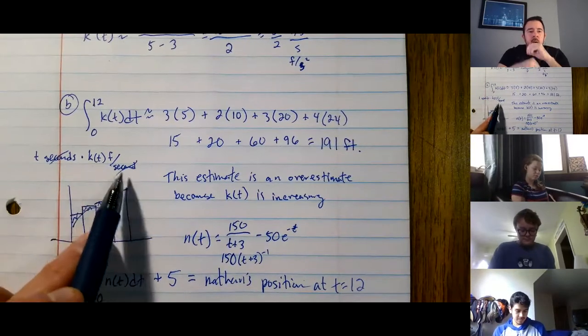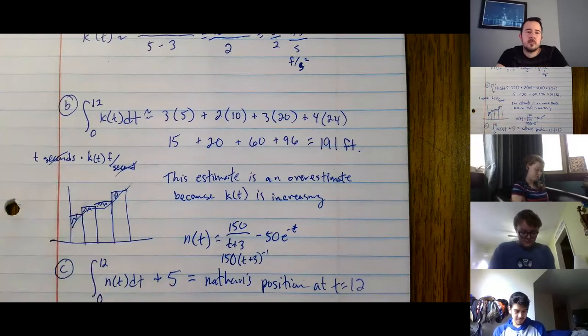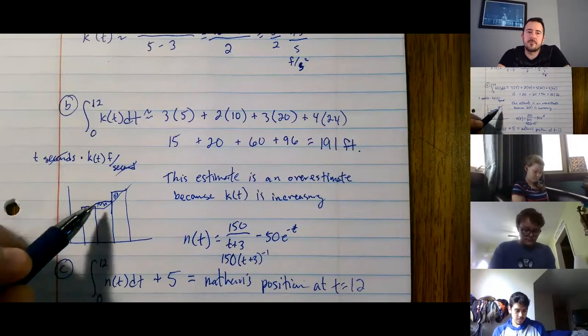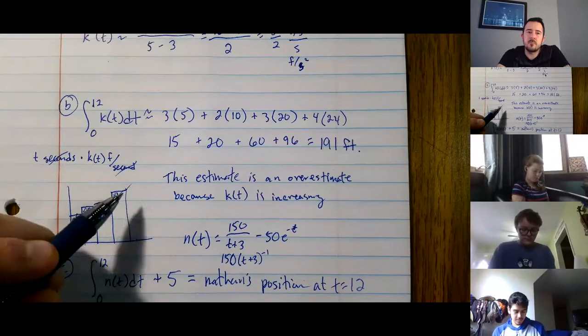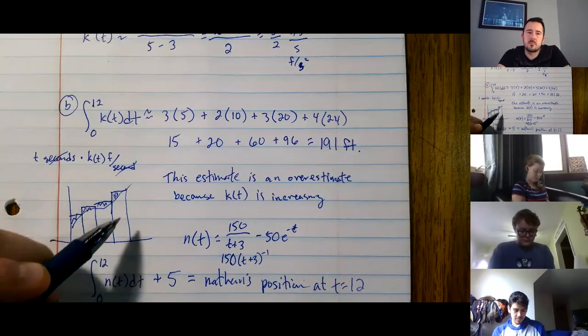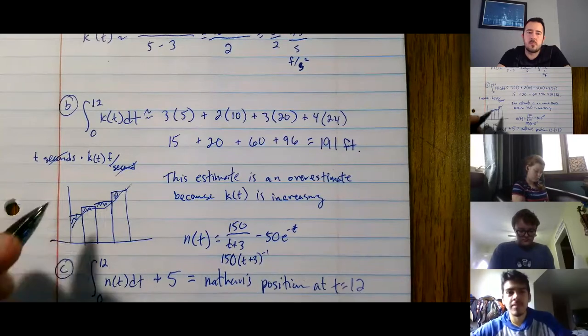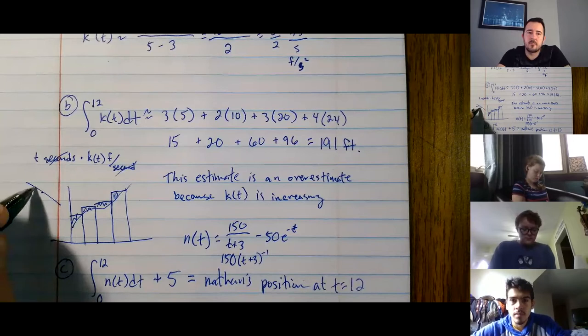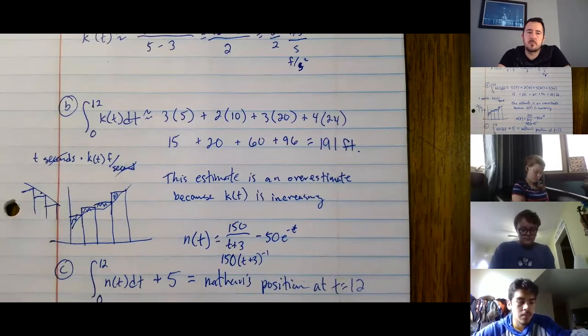So of course, seconds reduce, and we're left with just an amount of feet. Okay, then the next part of the question says, is this approximation an overestimate or an underestimate for the value of the definite integral from 0 to 12 of k of t dt? So you are told that k of t is an increasing function. So if it's increasing and you think about a right Riemann sum, that would mean that this is an overestimate. Now, if you had a function that was decreasing, a right Riemann sum would be an underestimate.